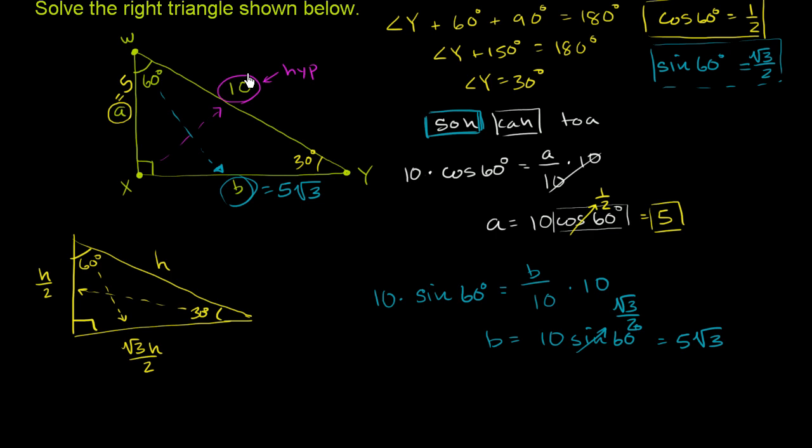The hypotenuse is 10. The shortest side, which is opposite the 30-degree angle, is going to be half of it. So that's going to be 5. And then the side opposite the 60-degree angle is just going to be square root of 3 times the shortest side. So it's 5 times the square root of 3.